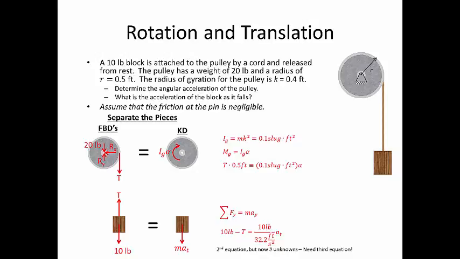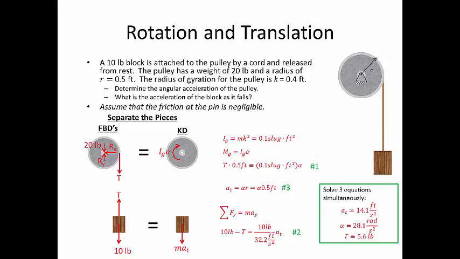Now we have a second equation, but we have three unknowns, so we need a third equation. The third equation that we're going to use relates our angular acceleration to our tangential acceleration: our tangential acceleration is equal to our angular acceleration times the radius, or a equals alpha r. In this case, our radius is 0.5 feet, so our tangential acceleration is equal to alpha times 0.5 feet. Now we have three equations with three unknowns. If we solve these equations simultaneously, we obtain a solution with a tangential acceleration equal to 14.1 feet per second squared, an angular acceleration of 28.1 radians per second squared, and a tension in the rope of 5.6 pounds.